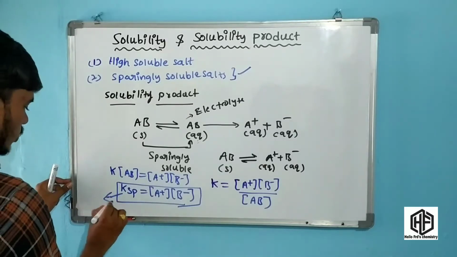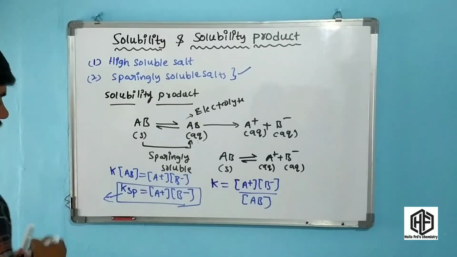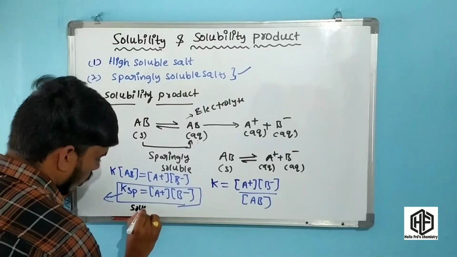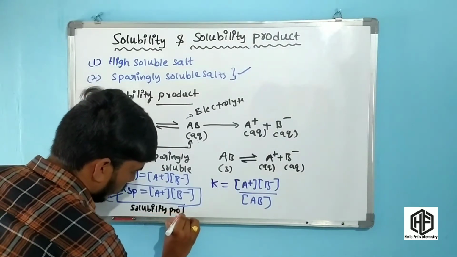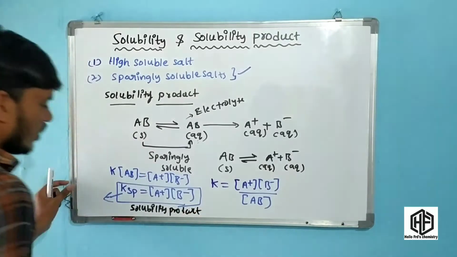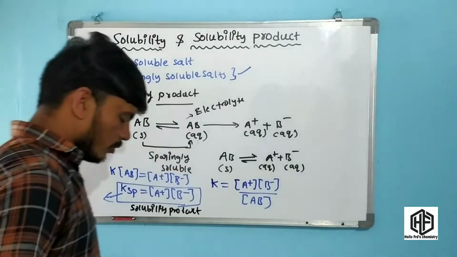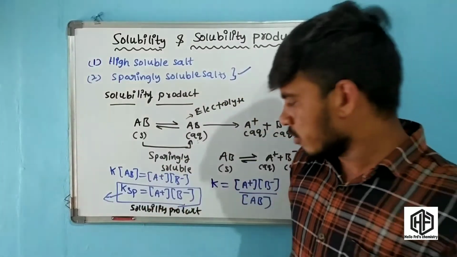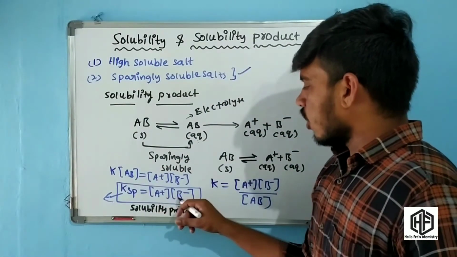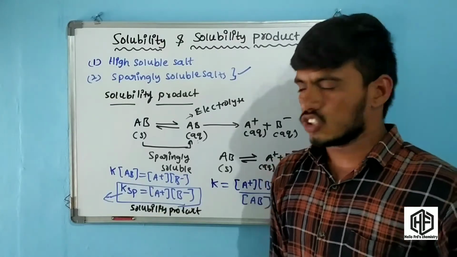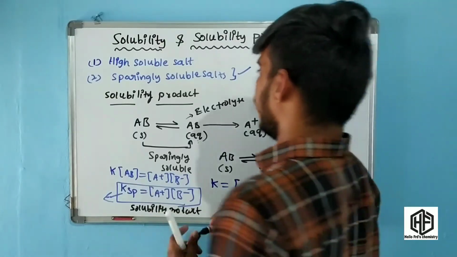Friends, this KSP is called the solubility product. Okay friends, solubility product is nothing but the product of the concentration of ions, and it is also called the solubility product.